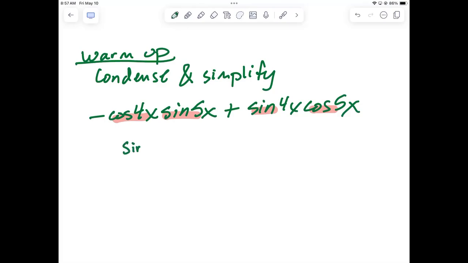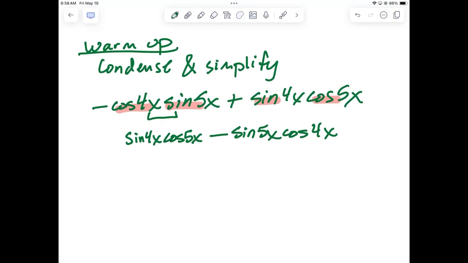So let's rewrite it. Sine of 4x, cosine of 5x, minus, and now the way that I told you, I also like the sine function first. So I'm going to commute these two factors and write that as sine of 5x, cosine of 4x. I like to keep the trig functions in order, sine, cosine, and then the first angle goes first on the first one, and then we switch it around on the second one. How do they flip? Well, multiplication is commutative, so A times B is the same as B times A.